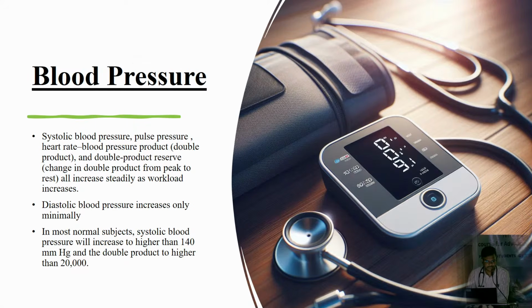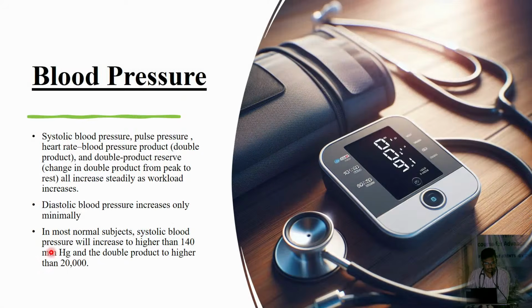Coming to blood pressure responses: systolic blood pressure, pulse pressure, and the heart rate blood pressure product, the double product. Double product is nothing but heart rate times SBP. If you multiply the heart rate by the systolic blood pressure and the patient does not cross the value of 20,000, then we say the patient has some inherent disease and we should do further testing.